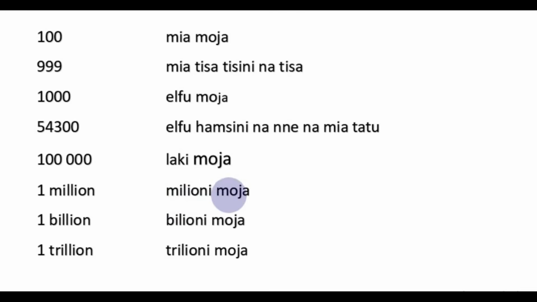But when we get to 1 million, 1 million is milioni moja. 2 million, milioni mbili. 3 million, milioni tatu. 10 million, milioni kumi. 50 million, milioni hamsini, and so forth. 1 billion, bilioni moja. 2 billion, bilioni mbili. 20 billion, bilioni ishirini, and so forth. 1 trillion, trilioni moja. 2 trillion, trilioni mbili. 10 trillion, trilioni kumi, and so forth.